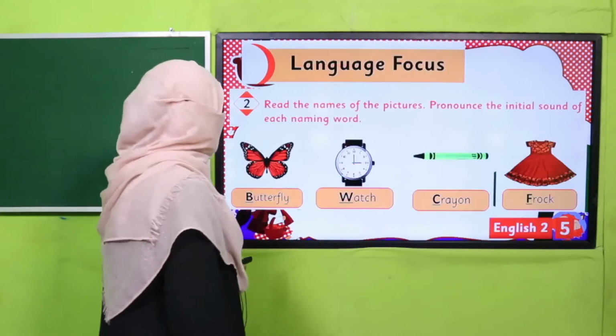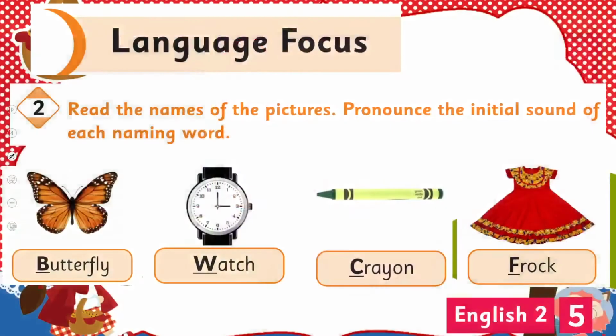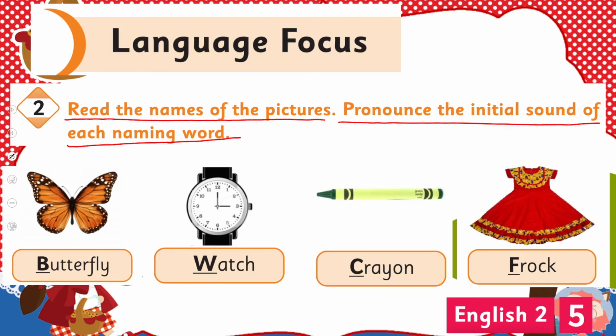So let's practice it from your book, page number 5. Here are the pictures, their name. So what we are going to do, read the names of the pictures, pronounce the initial sound of each naming word. Okay, so let's say it. We'll first say the word and then we'll identify the initial sound. What is the picture here? It's butterfly. So the first sound is B and its sound of B. So we know butterfly starts with B.